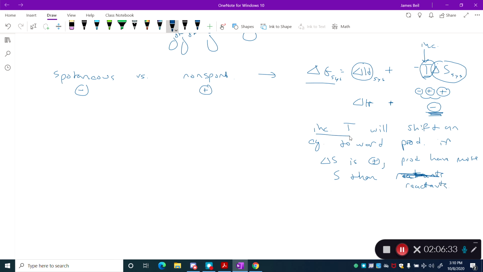So an increase in temperature shifts the reaction toward the side that has more entropy. Let's look at the opposite scenario. Let's say instead of delta S being positive, let's say it's negative.